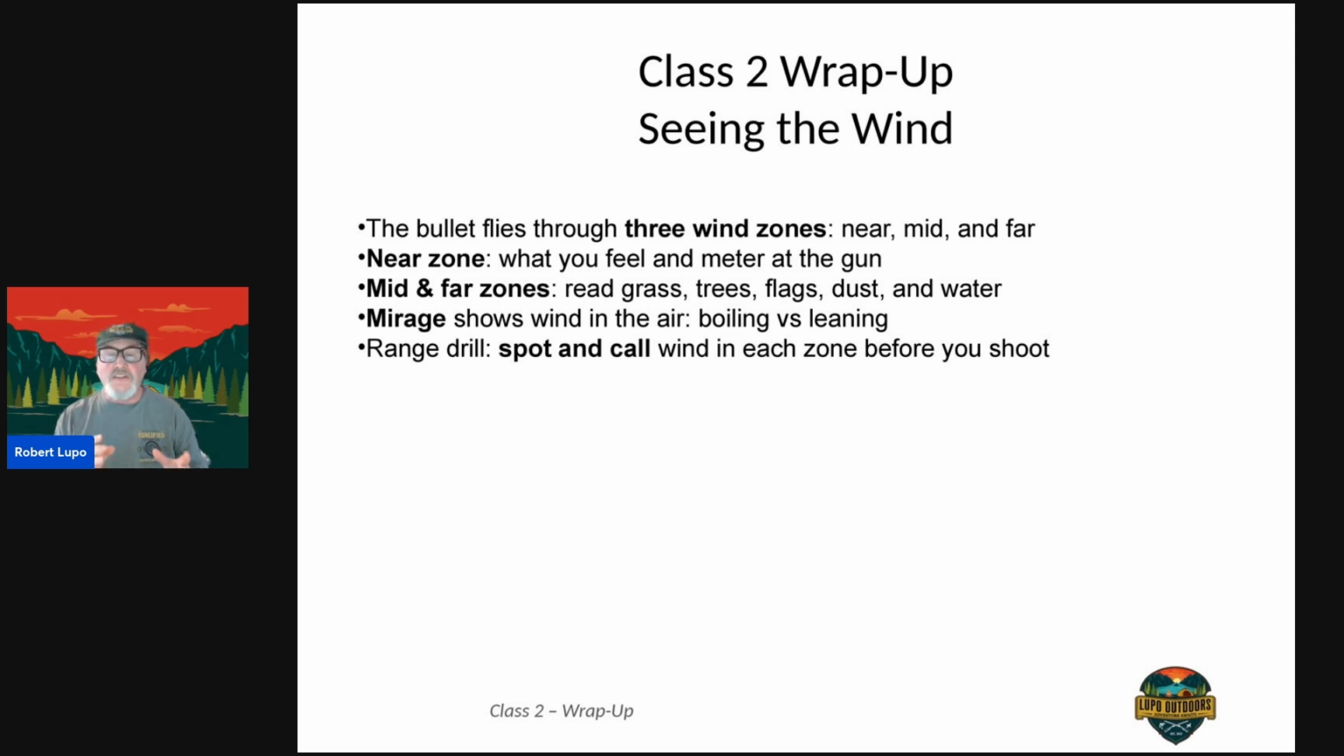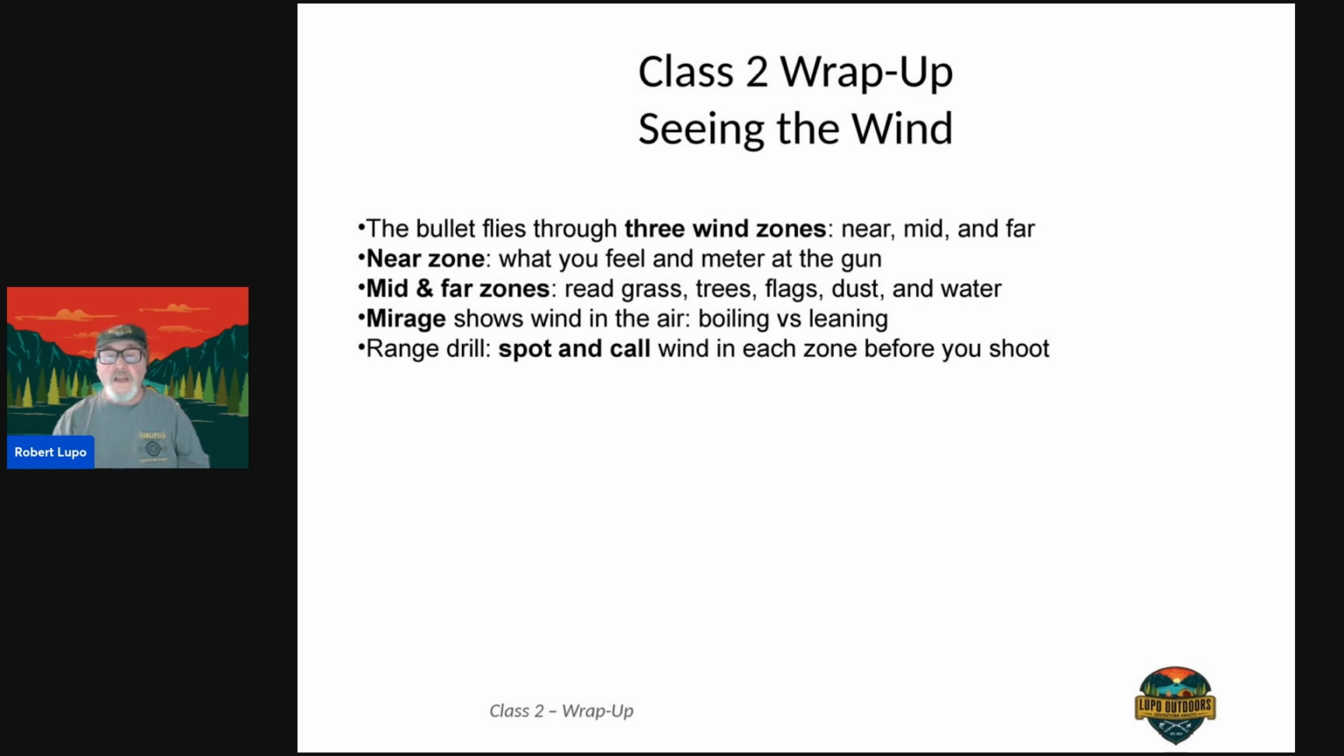To read these zones, use the visual clues: grass, bushes, trees, flags, dust, water, and anything that's moving in the wind along the path. We also started using mirage. When you focus your scope in front of the target, you can see shimmering in the air. Boiling mirage means little crosswind. Leaning mirage shows both direction and strength of the wind aloft.